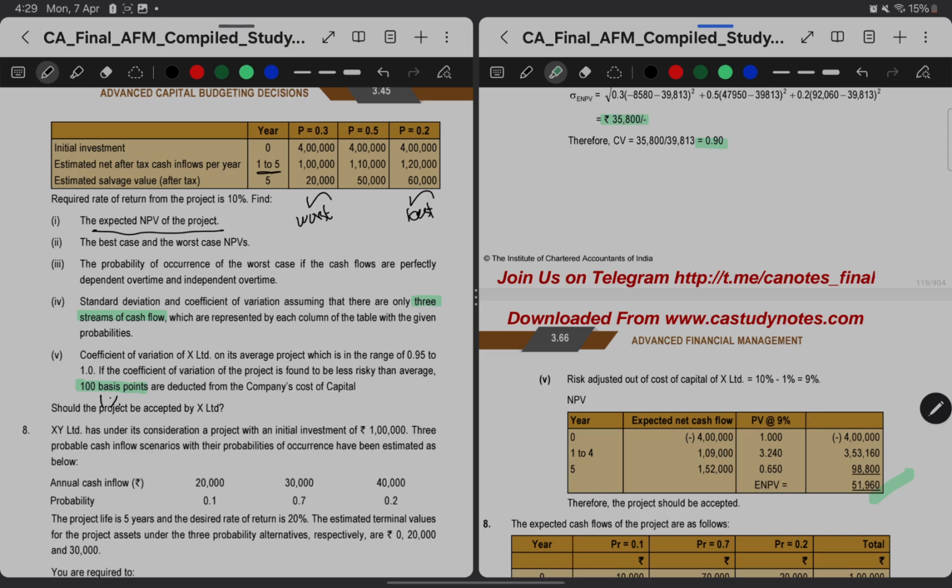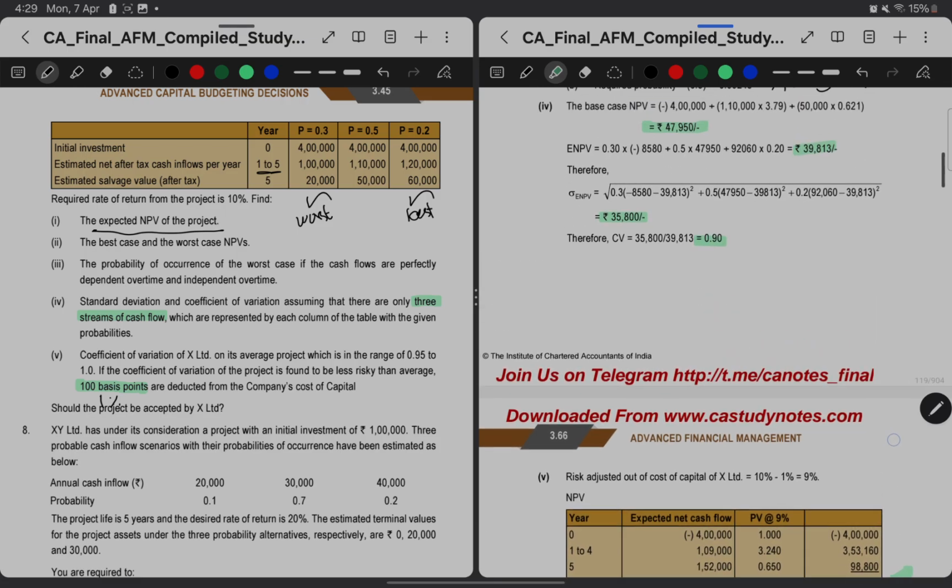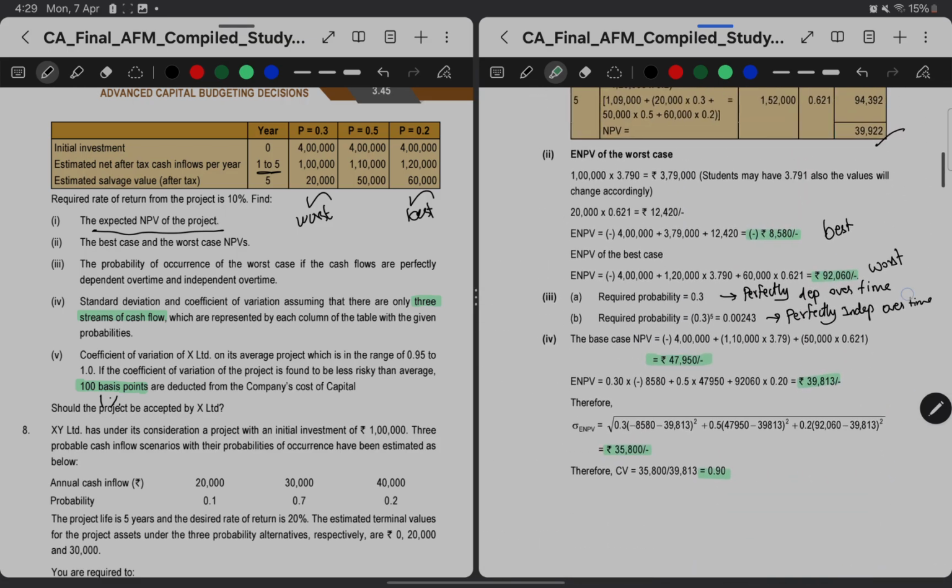In this case, they have asked should the project be accepted by X Limited. They have not clearly defined on what basis we are accepting the project, but most likely we can say after meeting this criteria the NPV is positive, so the project can be accepted. Thank you.